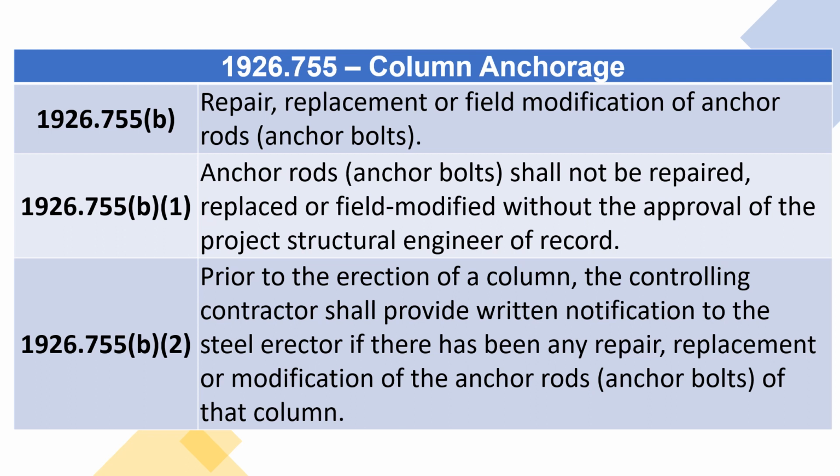1926.755 B1. Anchor rods, anchor bolts, shall not be repaired, replaced or field modified without the approval of the project structural engineer of record. 1926.755 B2. Prior to the erection of a column, the controlling contractor shall provide written notification to the steel erector if there has been any repair, replacement or modification of the anchor rods, anchor bolts, of that column.